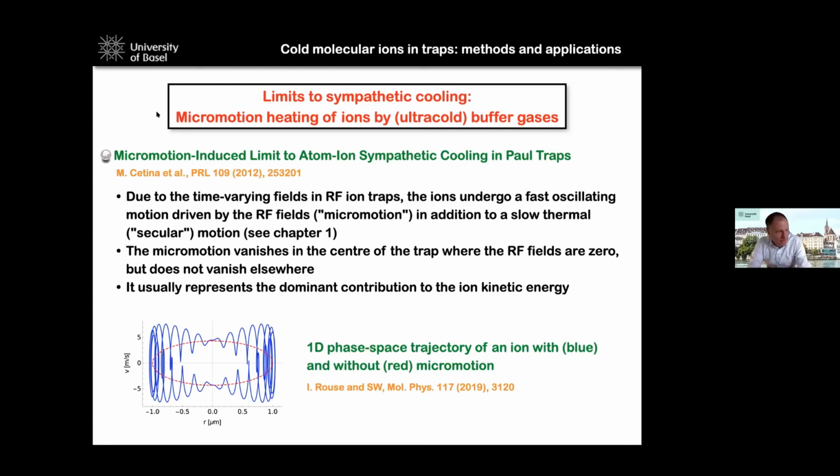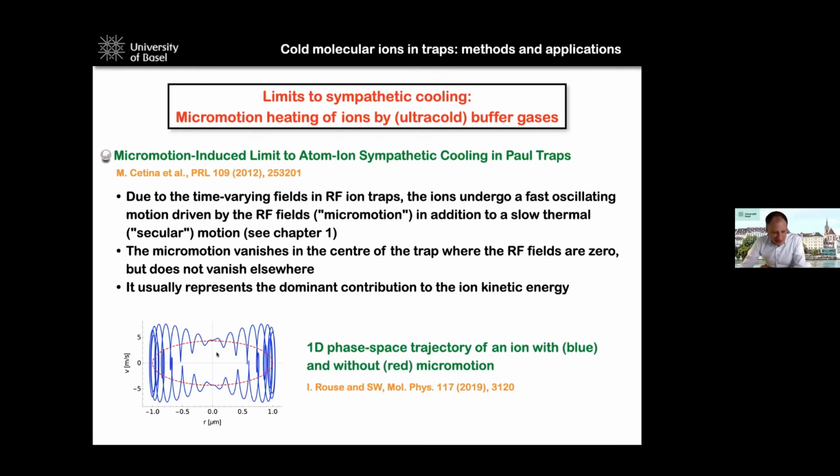In the beginning of this field, there were great hopes that one could use these ultracold buffer gases to really prepare ultracold ions, or different species of ultracold ions, just by buffer gas cooling. Now it turned out that things are not always that easy. It turned out that there are some very stringent limits to the sympathetic cooling that one can reach here. And the problem, so often with trapped ions, is the micromotion.